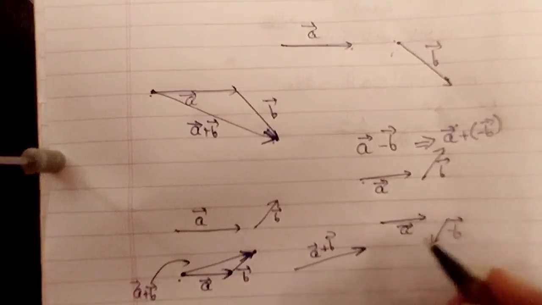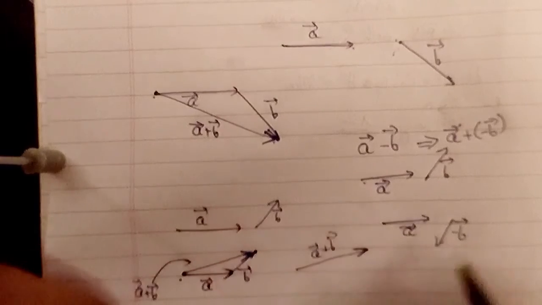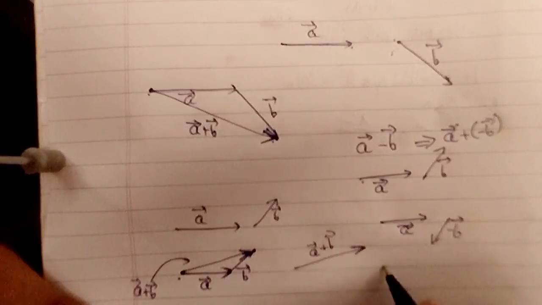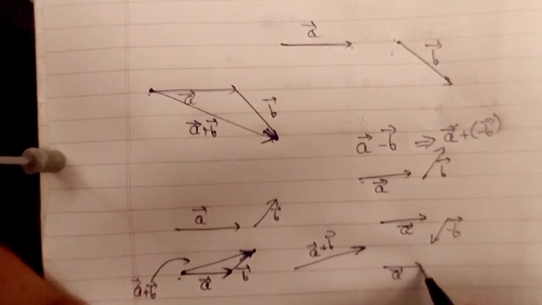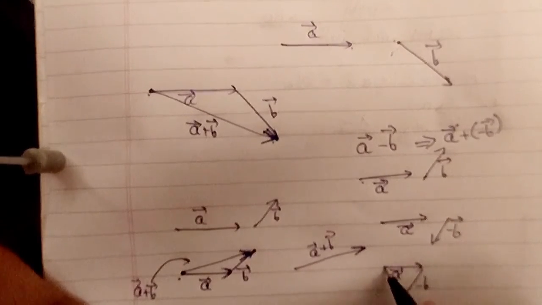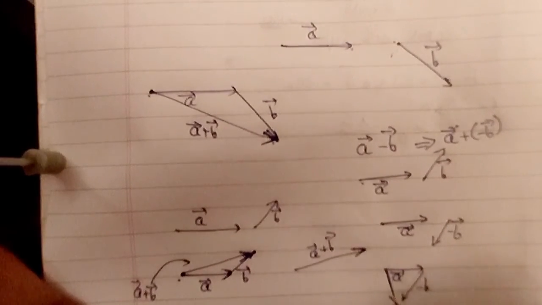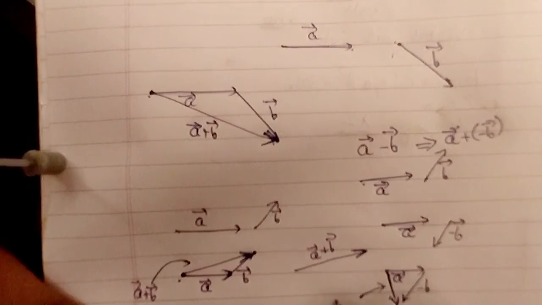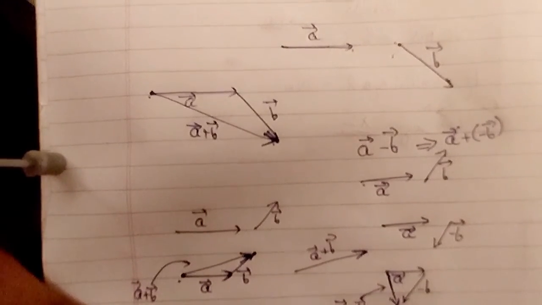So the addition part of it is understood. A vector minus B vector, and this is your final vector, A vector minus B vector.